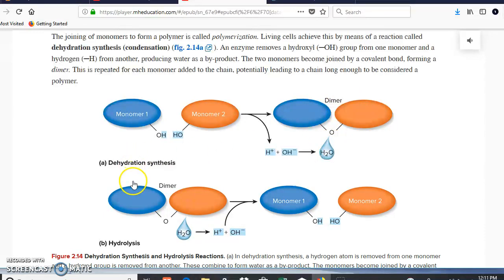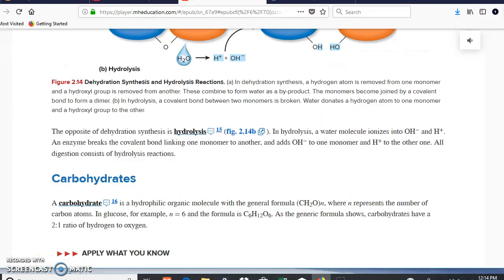Now, the opposite to that is we have something that is already put together, right? And we know that hydro means water. So if we add water, this molecule that was together is now separated. Therefore, this type of chemical reaction is going to be hydrolysis. So let's scroll down and see what carbohydrates are.